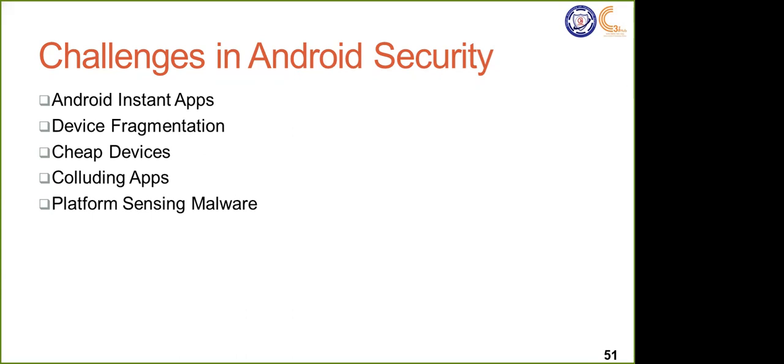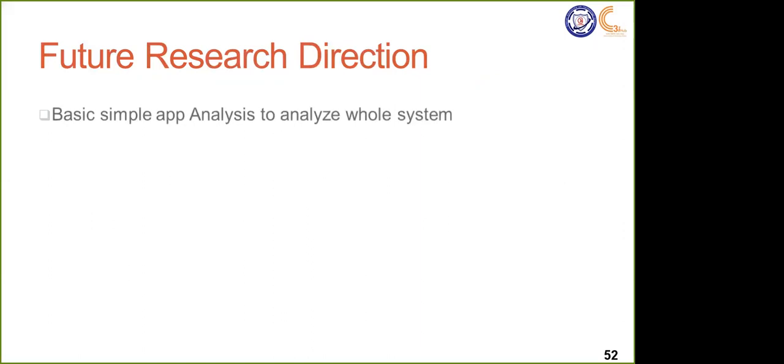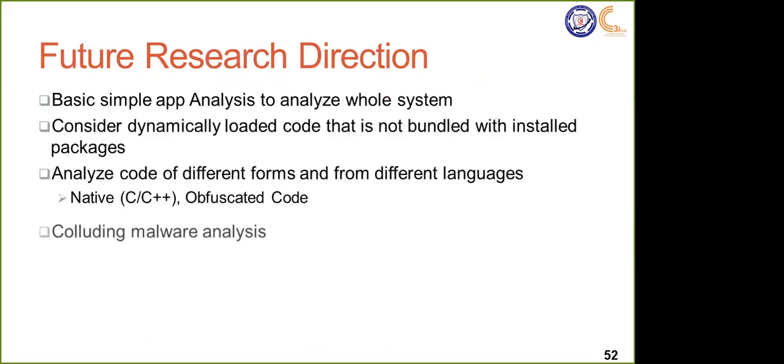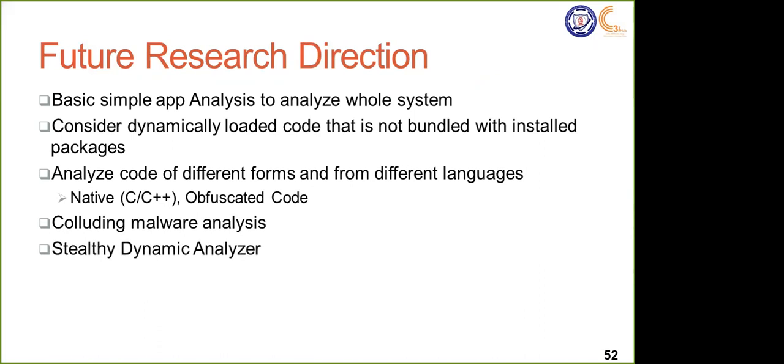The other one is platform-sensing malware, or emulation detection malware, which can detect whether they are running on an emulated platform to bypass the dynamic analysis system. So work can be done on this. These are the challenges, and based on these challenges, these are some future directions. One is to go beyond basic single-app analysis to analyze the whole system.